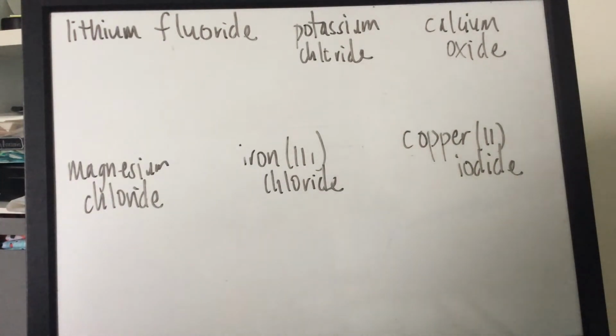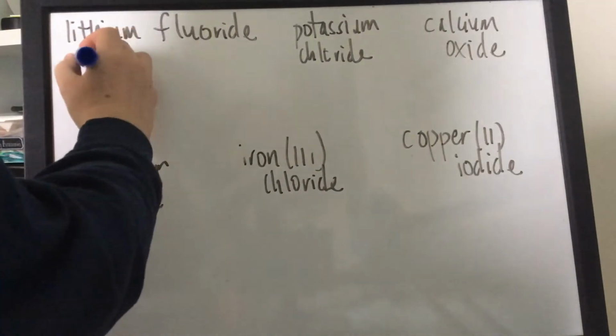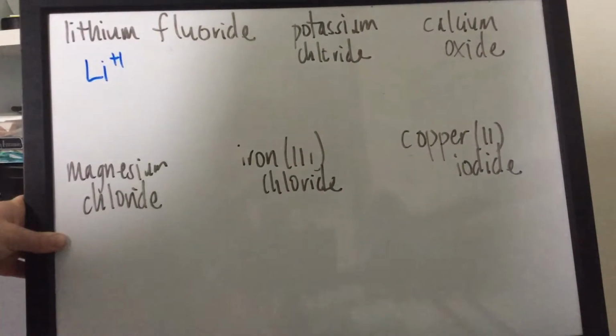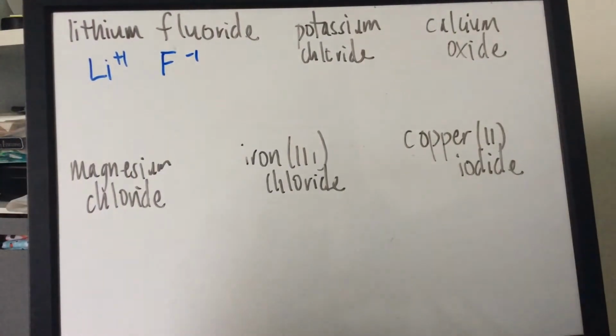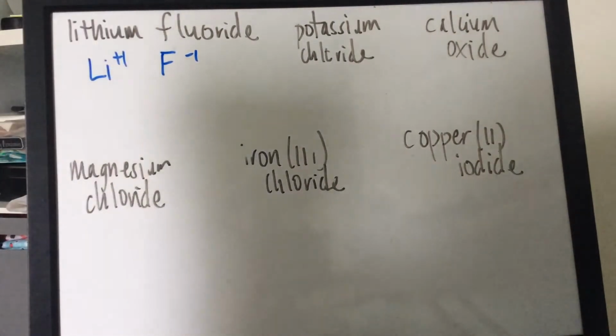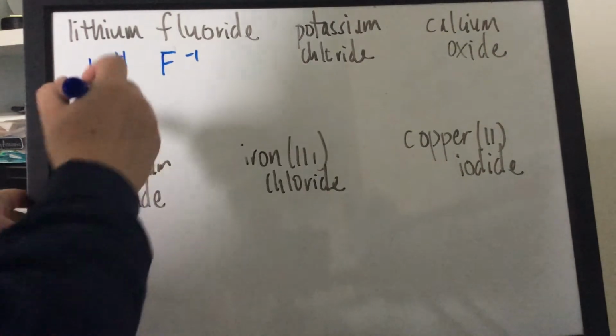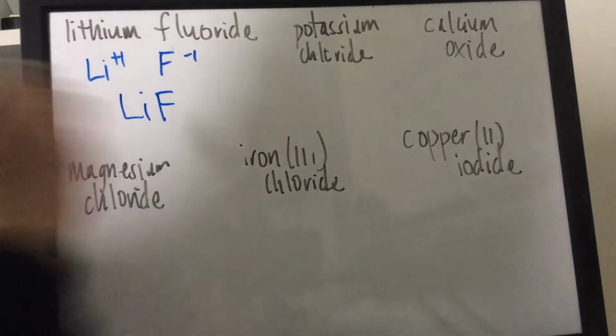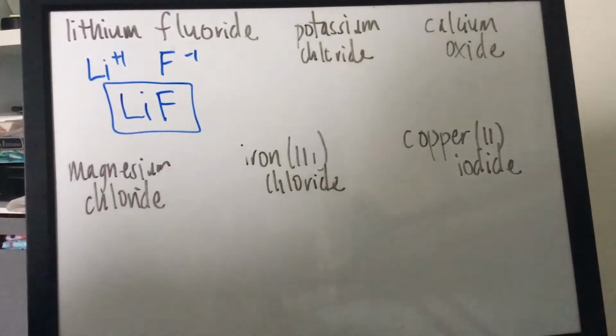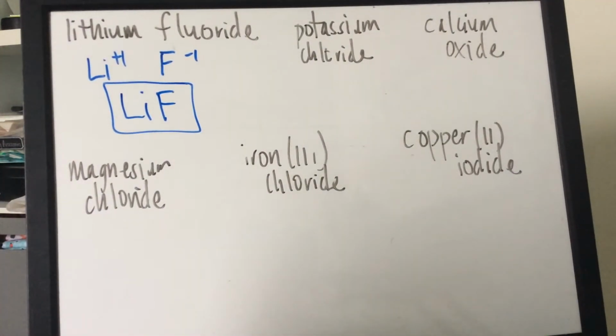So lithium fluoride, that's lithium plus 1 and fluorine minus 1. Okay, so I look at my charges. I've got a plus 1 and a minus 1. They add to 0, so I'm good. So my formula is just I have 1 Li and I have 1 F. And that's it. I'm done. Okay, some of these are very simple.